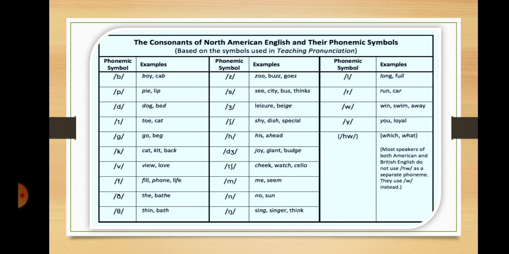Or in the second column, first line, you can see the phonemic symbol of the sound Z and examples in words like zoo, buzz, goes. And here you can see the IPA phonemic symbols and examples in words for all English consonants.